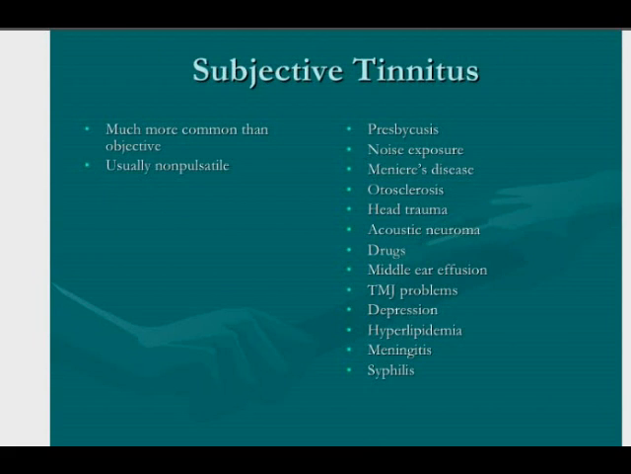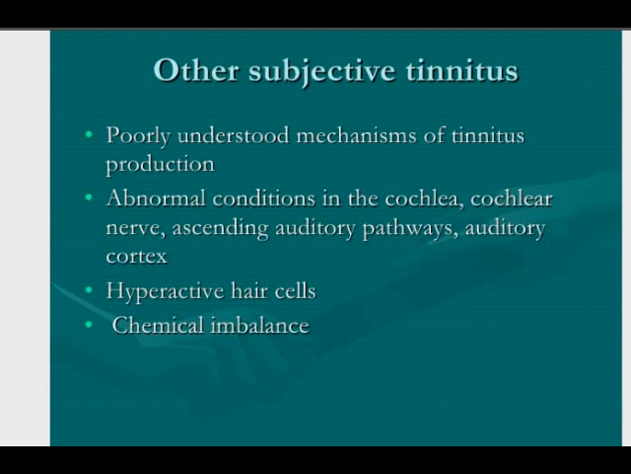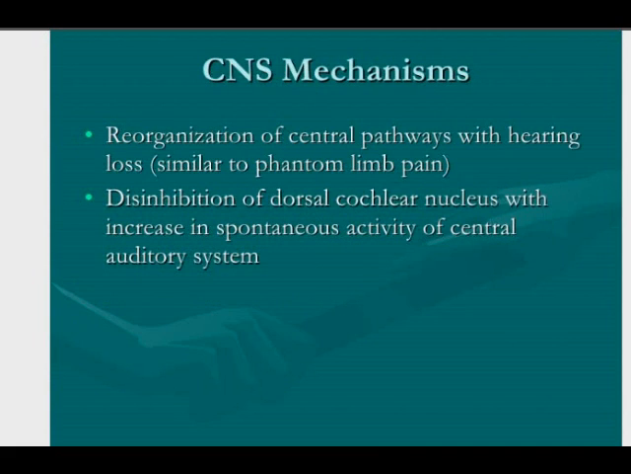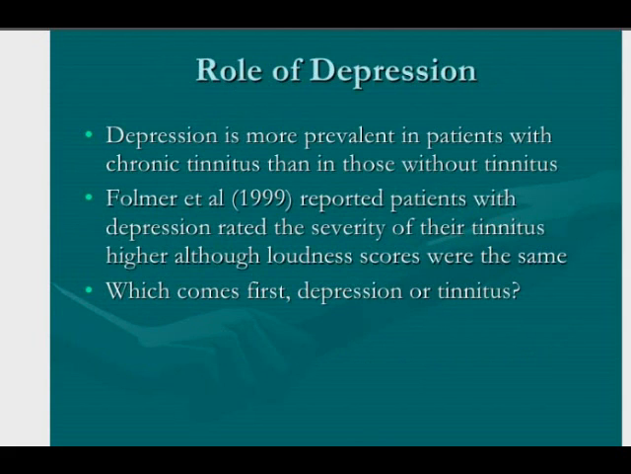Subjective: presbycusis, noise exposure, Meniere's, otosclerosis, any cause that causes hearing loss, conductive hearing loss or sensorineural hearing loss. Conductive, such as wax impaction, otosclerosis, middle ear effusion. Treatment will be of the cause. Subjective, such as hyperactive hair cells, chemical imbalance. Central nervous system mechanism: recognition of central pathway with hearing loss.